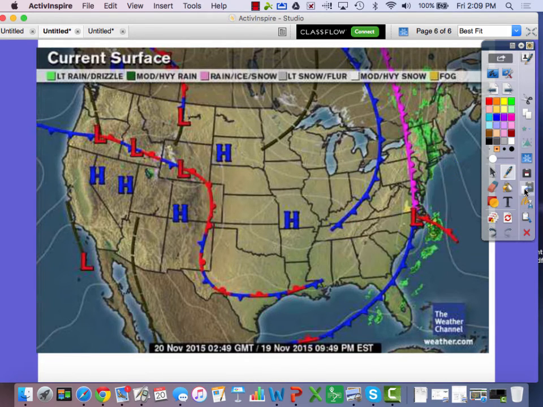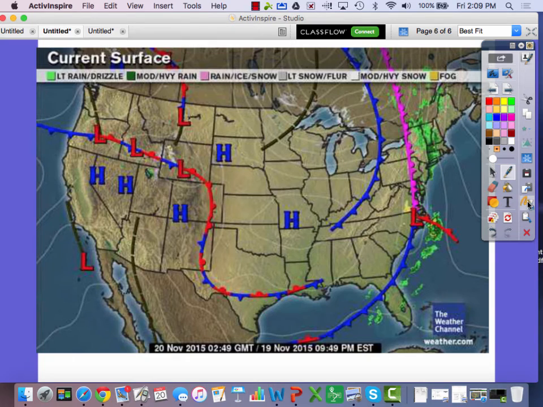Notice in the center of that occluded front we have an L. Remember, L stands for low pressure, and with low pressure it's lousy weather. So we're going to get a lot of precipitation because low pressure allows that water vapor to rise into the upper atmosphere and create those clouds and the condensation.